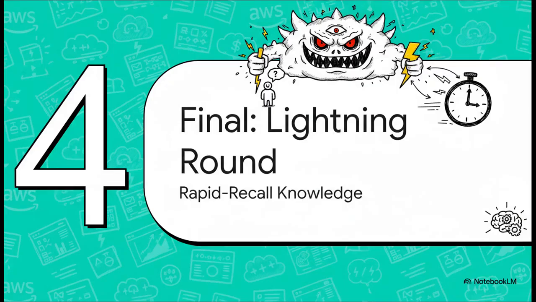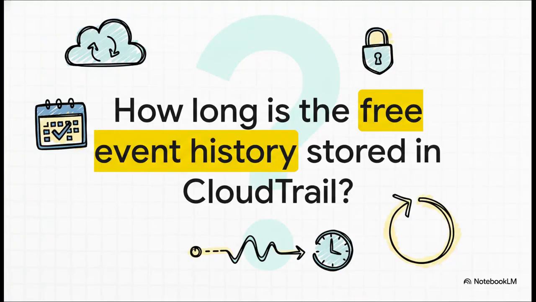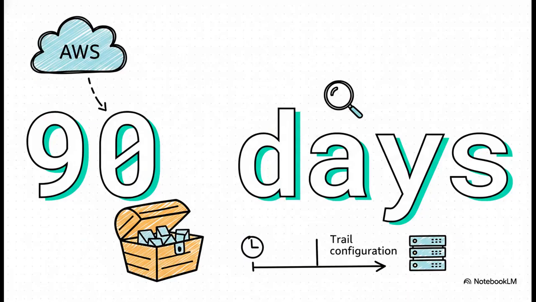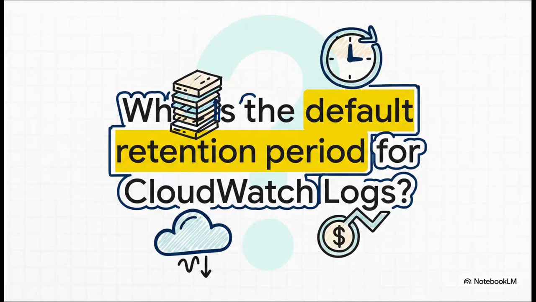You've made it. It's time for the final boss, the lightning round. This is all about rapid recall. I'm going to ask a quick question, you think of the answer, and I'll reveal it. You ready? Let's go! First one, how long is the free event history stored in CloudTrail? The answer is 90 days. If you need to keep records for longer than that, and you probably do, you've got to set up a trail to S3.